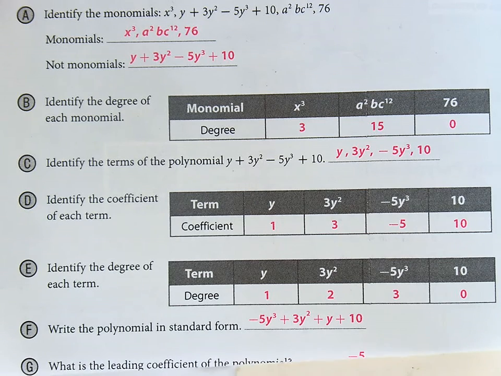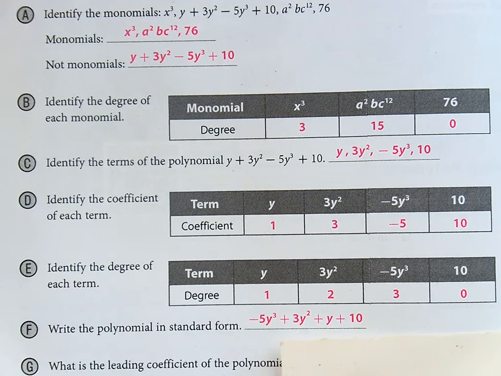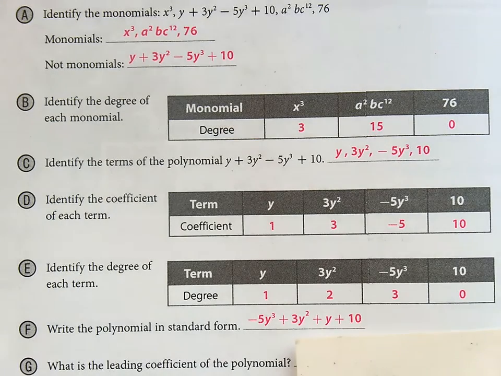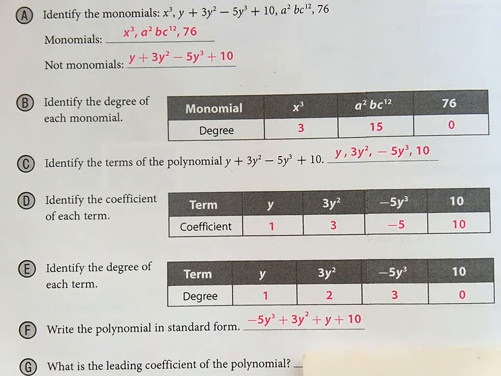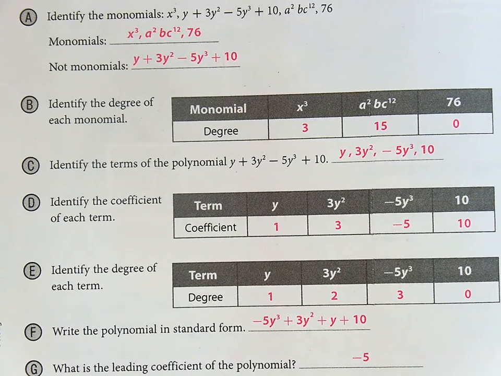There we go. So last but not least, what is the leading coefficient of the polynomial? And so leading coefficient was the coefficient of your largest degree. So look back at your, once you put it in standard form though, that's the biggie. Then you can identify that, which was -5. Right, so let's go to the other page.